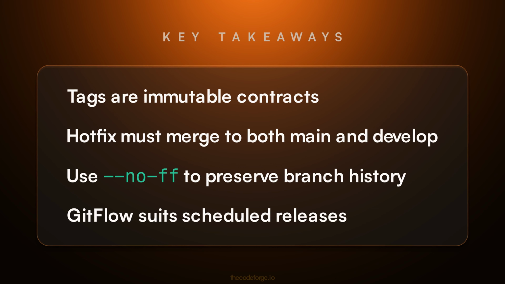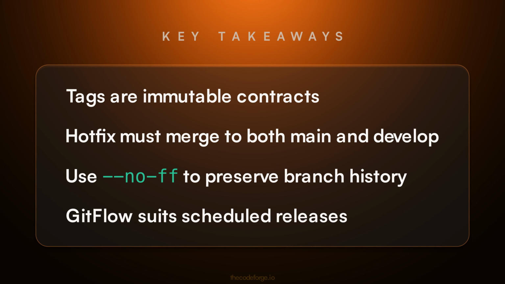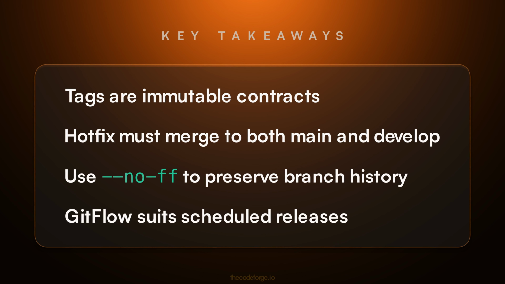To recap, Git tags are immutable markers for releases. Hotfix branches must always merge to both main and develop to prevent bug recurrence. Use --no-ff on all merges to preserve history. GitFlow is ideal for scheduled, versioned releases. Keep feature branches short to avoid merge conflicts.